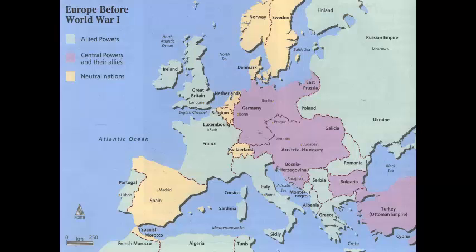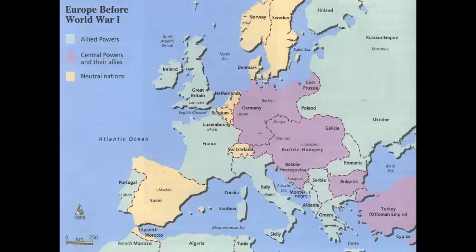You might also notice Italy here is grouped in with the Allied powers. They actually switched sides early on in the war. Even though they were a part of the Triple Alliance, they don't really fight alongside them. And early on in the war, they actually switched sides and ended up declaring war on Germany and Austria-Hungary.